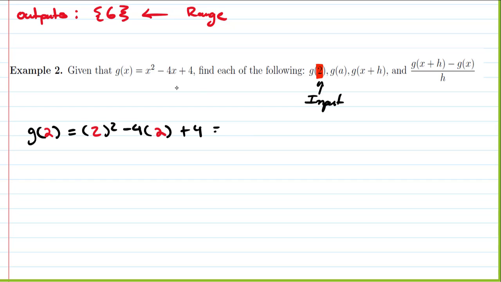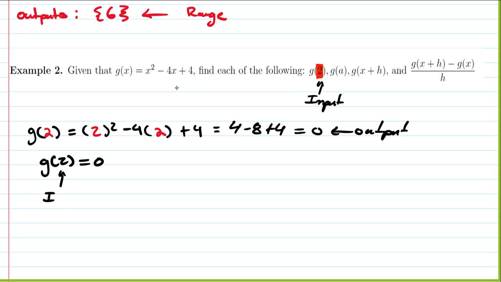And we simplify, getting 4 minus 8 plus 4. So in that case, we get 0. So that's going to be our output. So we write g of 2 equals 0. That is an input-output pair, right? So that's our input, and this is the corresponding output.